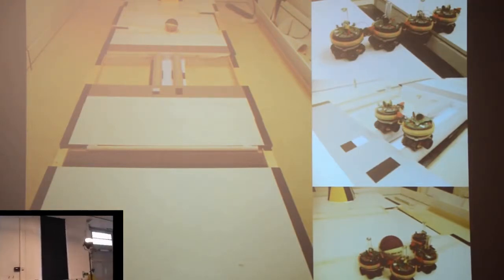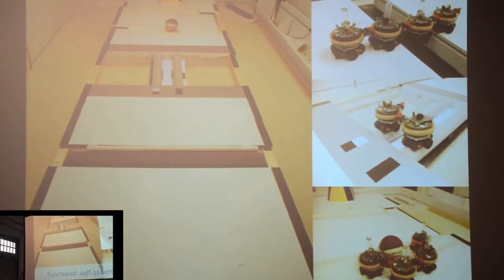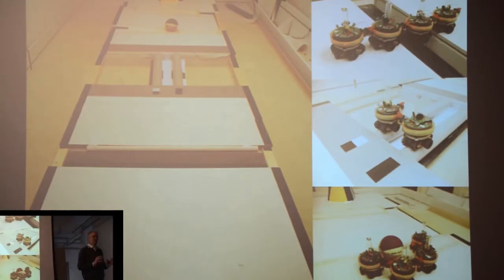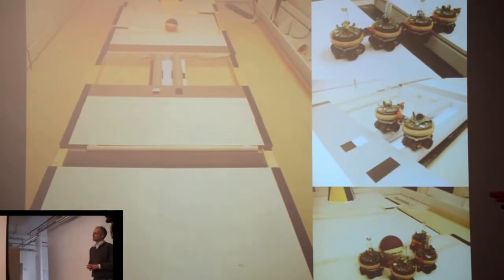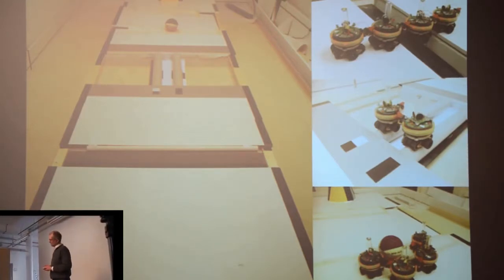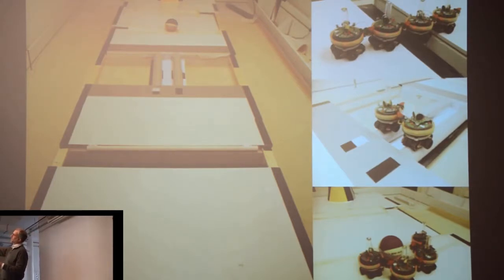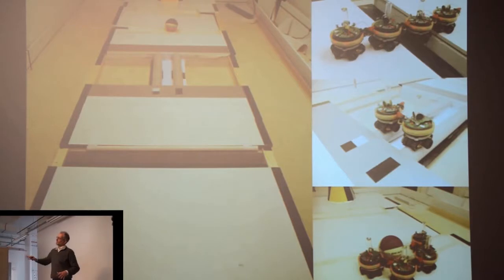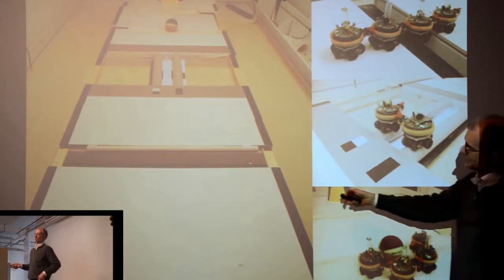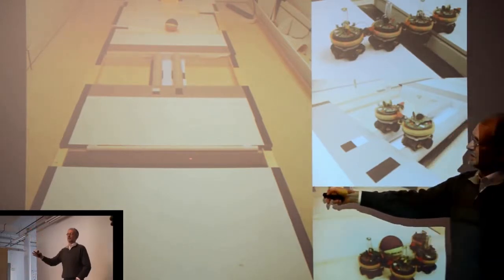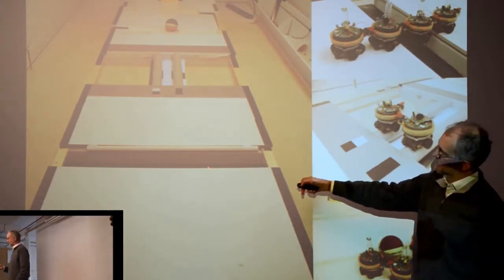Okay, so once we have this capacity of controlling the morphology of the robot, then we can do more complicated things, like the experiment that I show you now. We have an environment in which robots start here, and they have to take 3 different morphologies depending on the type of situation in which they find themselves.